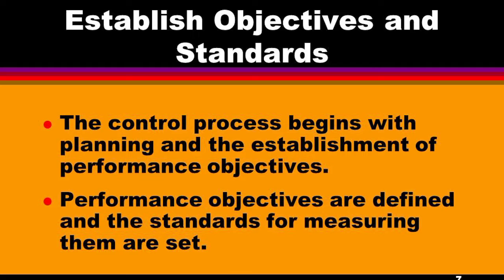So, establishing the objectives and standards. The control process begins with the planning and the establishment of performance objectives. Planning in the sense, the machinery which we bought, with the help of an individual, can produce 800. So at the planning level itself, we are setting the standard objective of 800 units. Performance objectives are defined and the standards for measuring them are set. Each individual's actual performance is compared with the standard to identify their potential or efficiency.